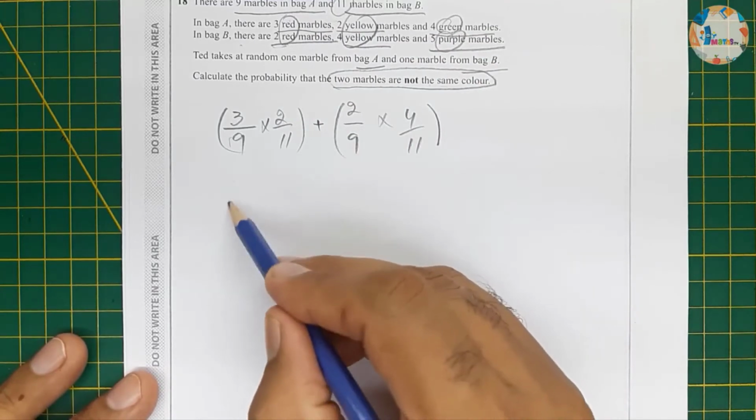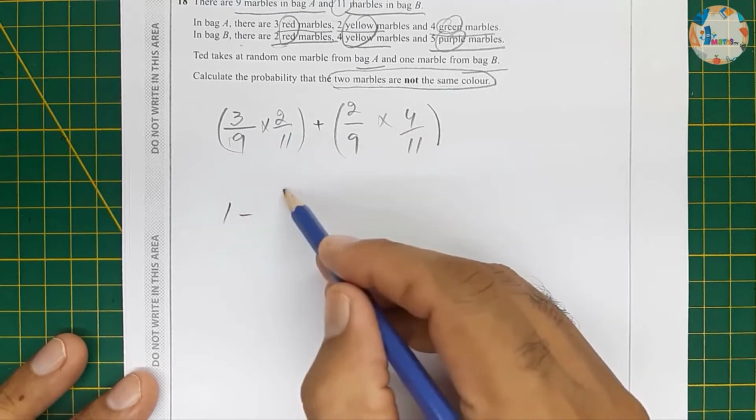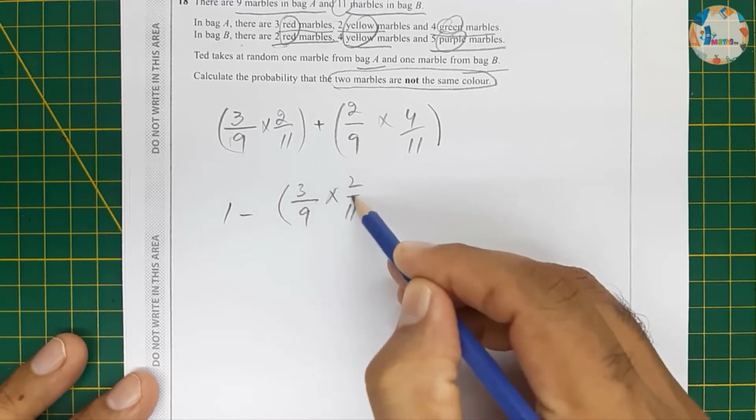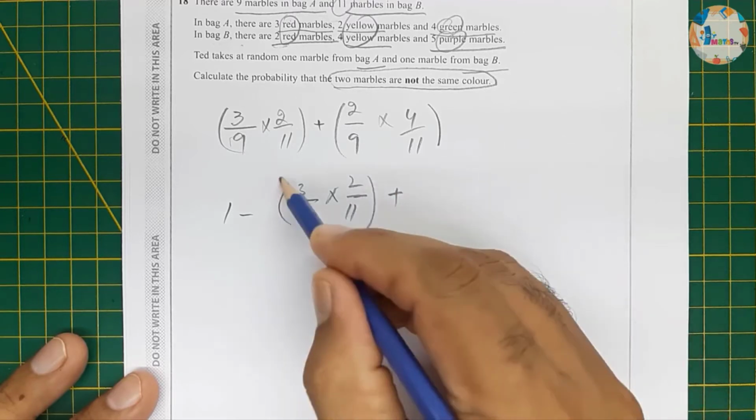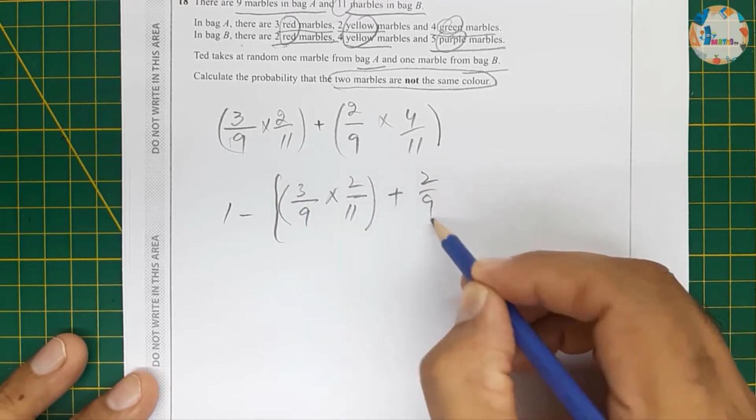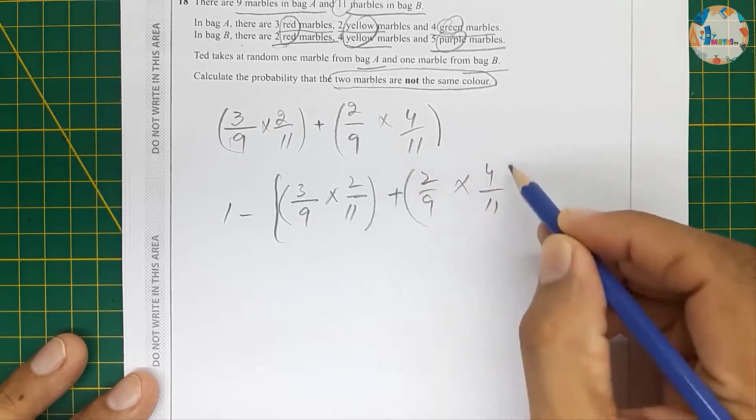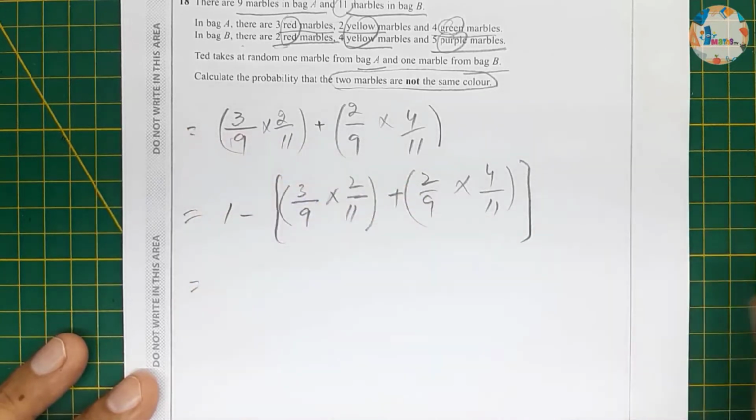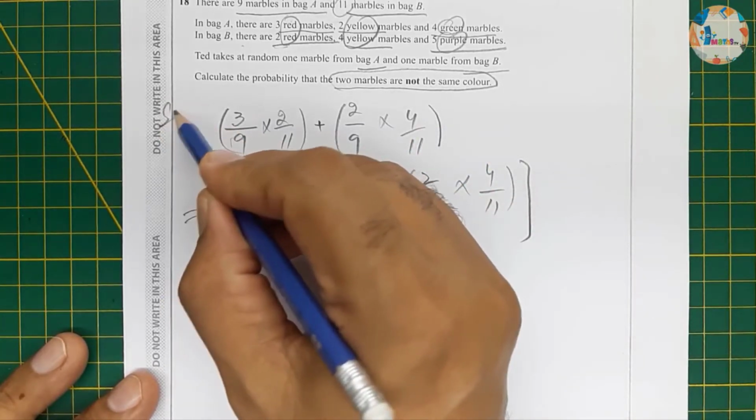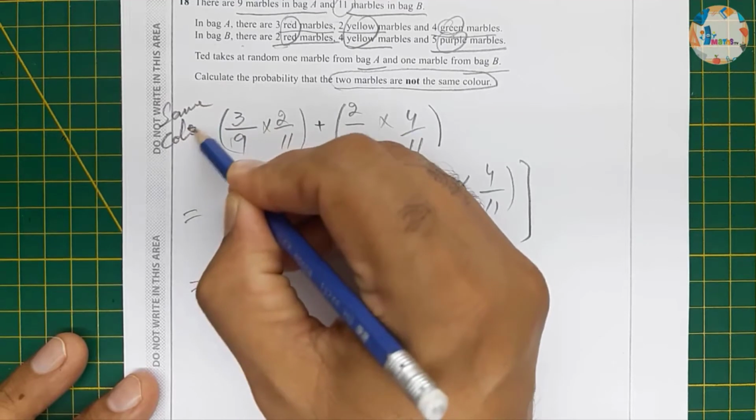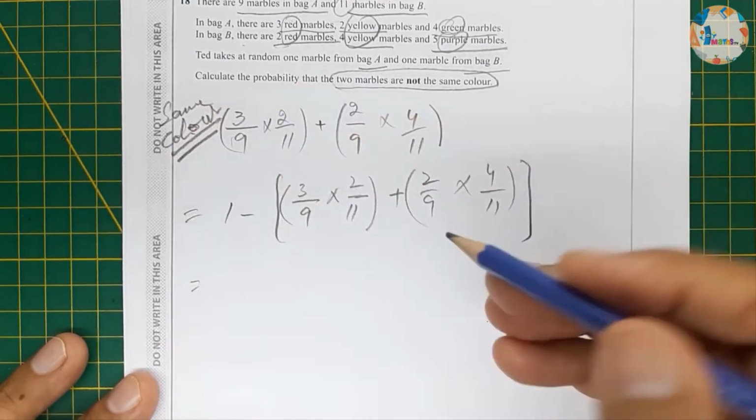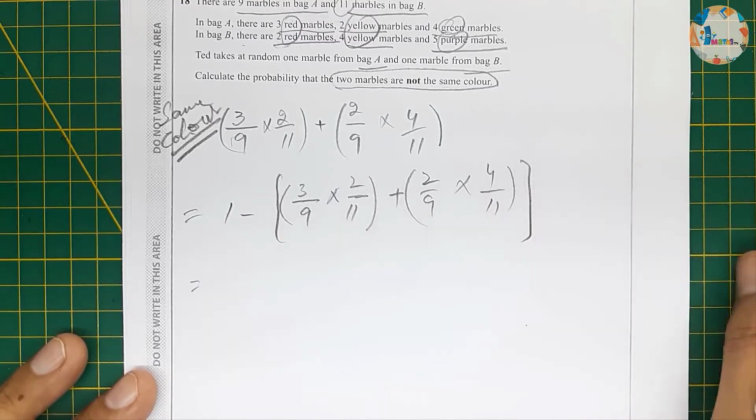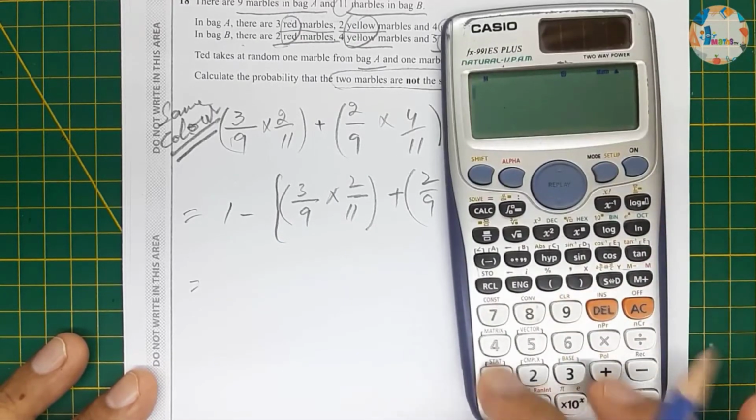In the next step, we subtract this from 1, and this will be 3 by 9 into 2 by 11, plus, we can put a bracket over here, 2 by 9 into 4 by 11. We will solve this with the calculator and we will get the answer. This is the same color, and this is the same color. This is the probability for the same color. Hopefully you understood this.